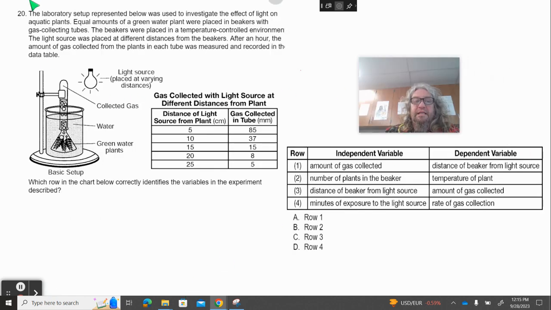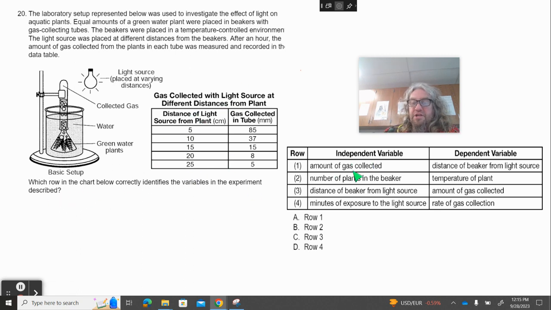Number 20, the laboratory setup represented below was used to investigate the effect of light on aquatic plants. Equal amounts of green water plant were placed in beakers with glass collecting tubes. The beakers were placed in a temperature-controlled environment. The light source was placed at different distances from the beakers. After an hour, the amount of gas collected from the plants in each tube was measured and recorded in this data table.